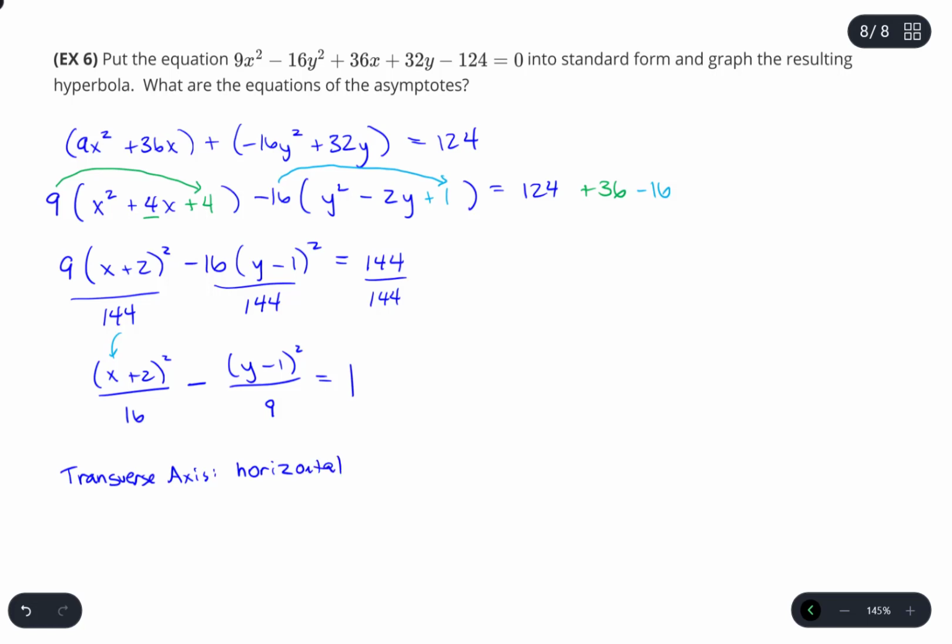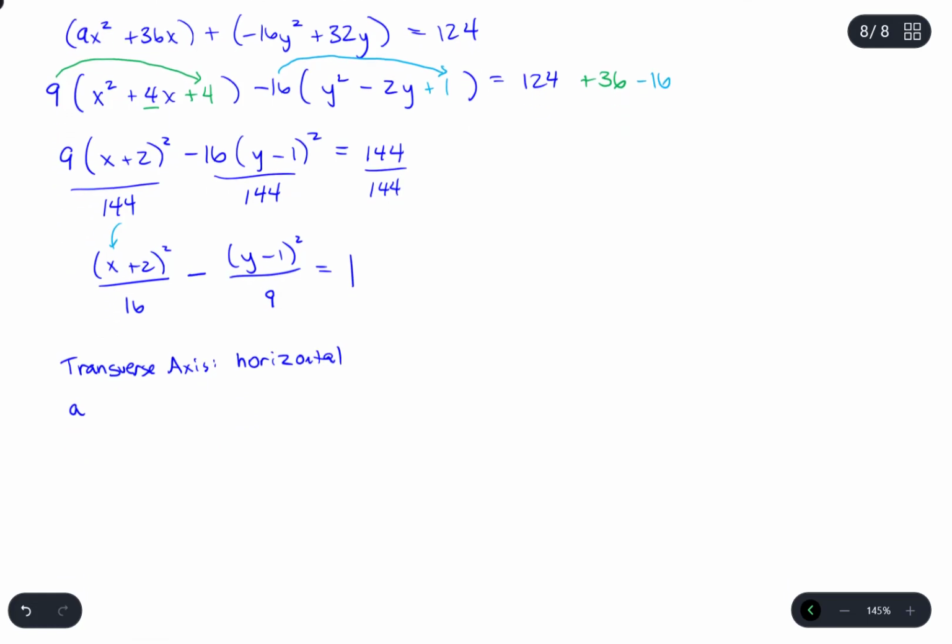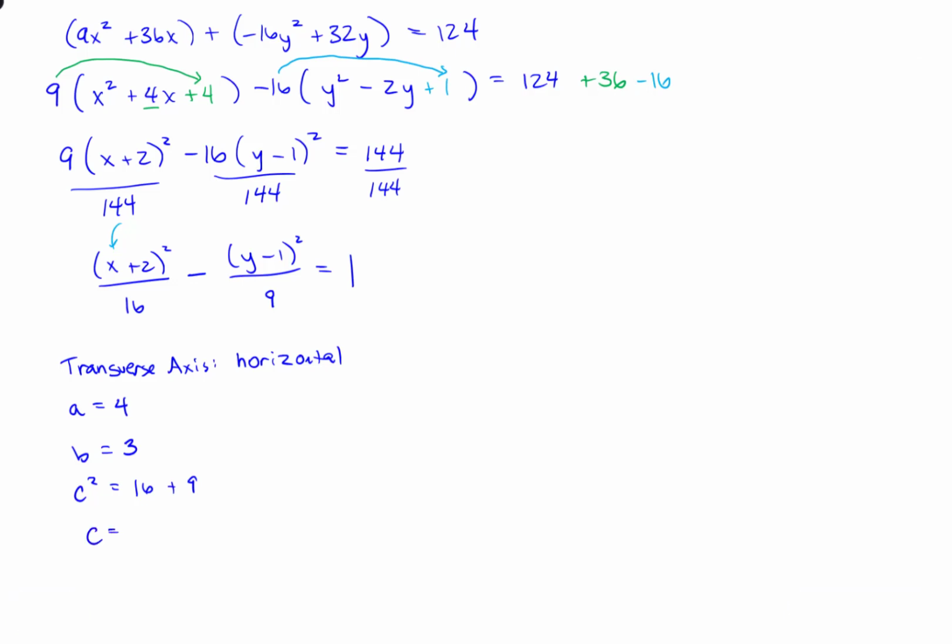All right, the value of a is always the number below the first term, so a here is going to be the square root of 16, which is 4. B is going to be the square root of 9, which is 3. And then c squared is a squared plus b squared. So 16 and 9 is 25. Square root of 25 would be 5. So I'll just leave it as plus or minus 5 because, of course, there's 2 focal points.